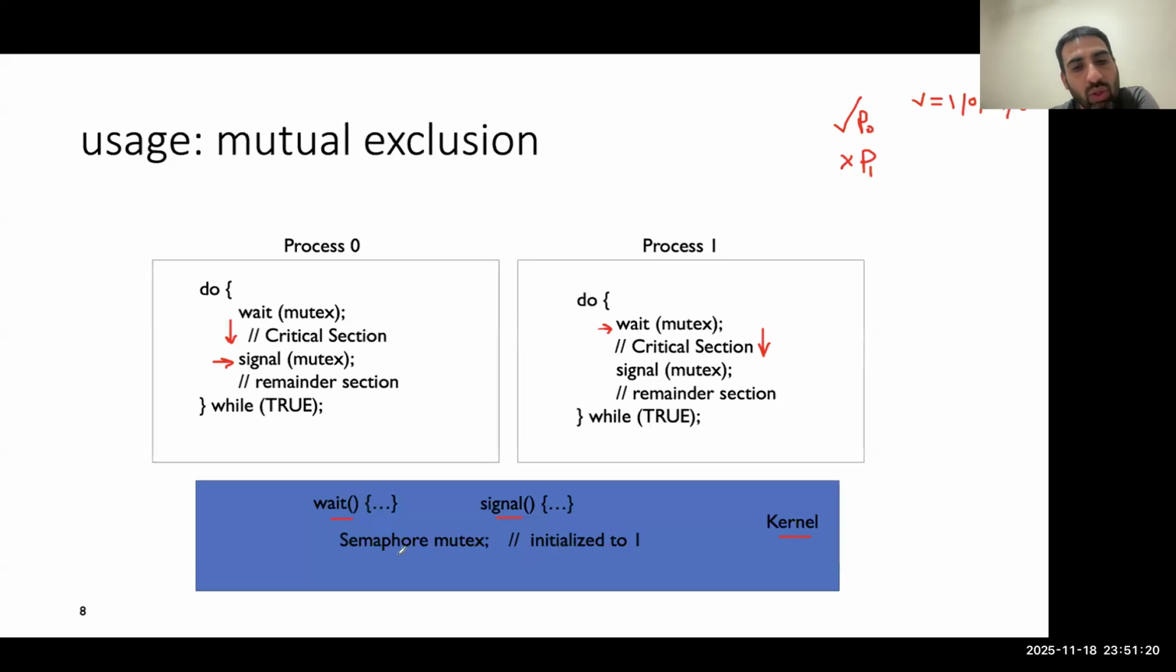Also, the semaphore mutex is a kernel level variable, which means that user level code cannot directly manipulate or change its values. Its value can be changed only through wait or signal operations, which are again kernel level code or system calls.